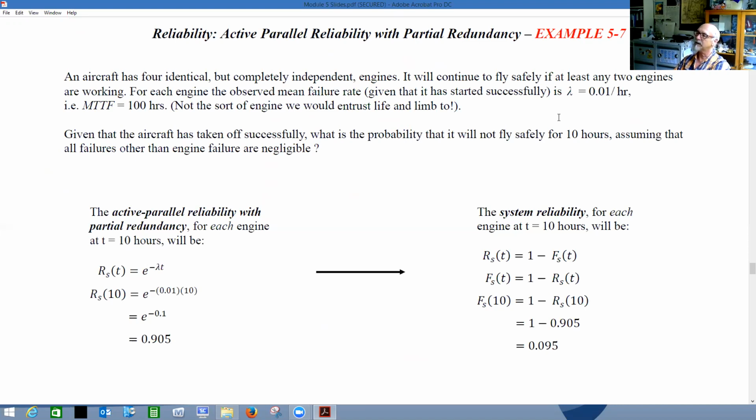Now, the system reliability for each engine at T hours will be, again, 1 minus the failure rate. So therefore, to find the failure rate, we just rearrange the equation.